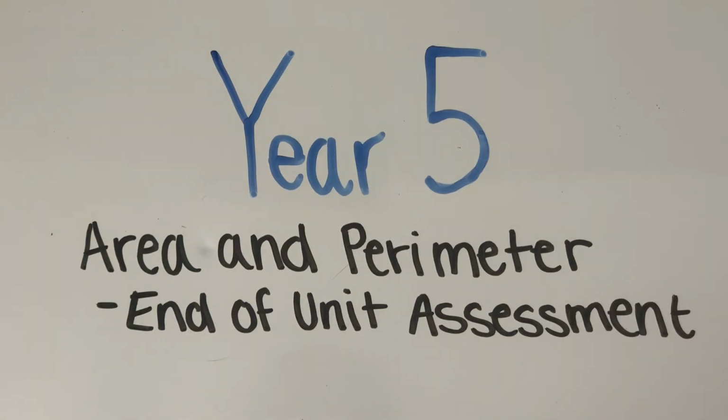Hello everyone! In today's video we are doing the Year 5 Area and Perimeter End of Unit Assessment. For this video you will be needing a pen and a piece of paper. After each question please pause the video and attempt the question, then press play to see the working out and solution. So let's begin.